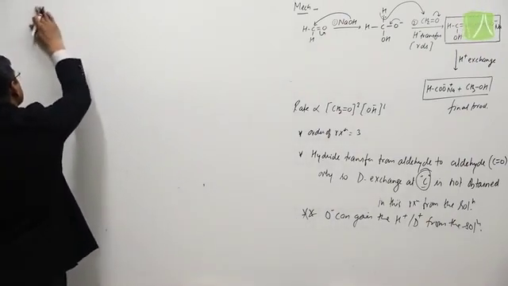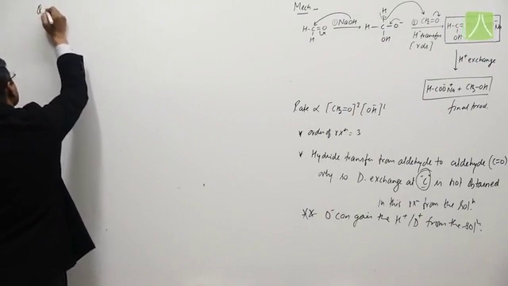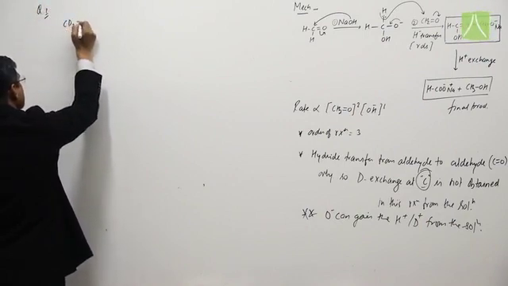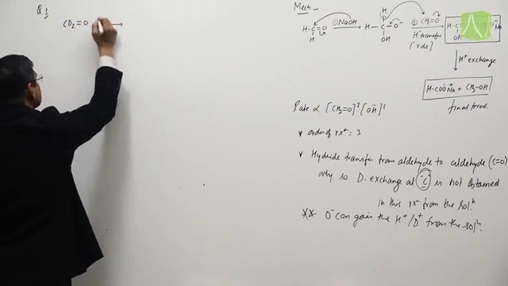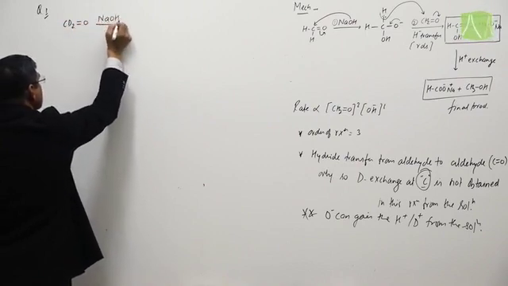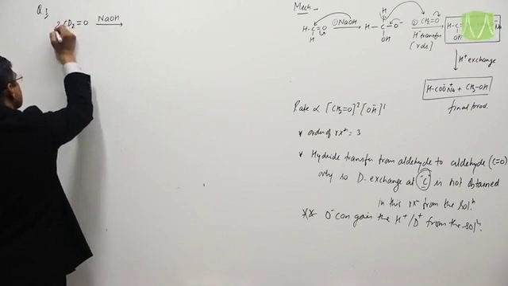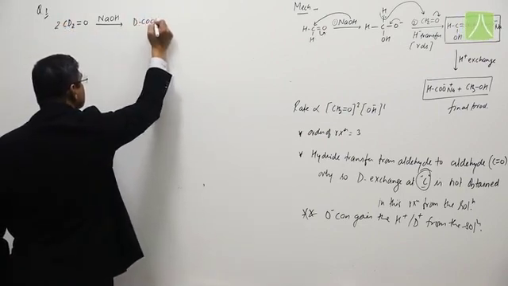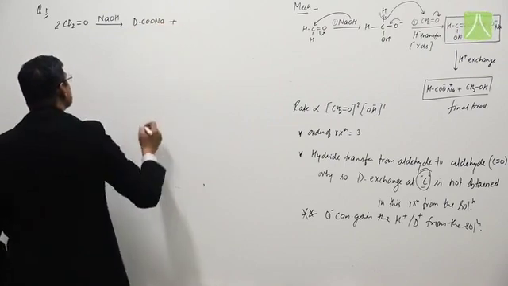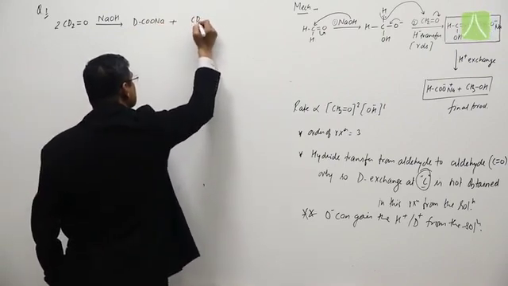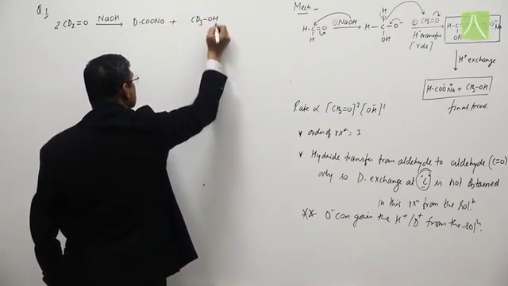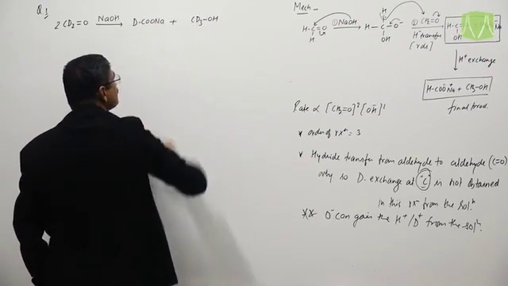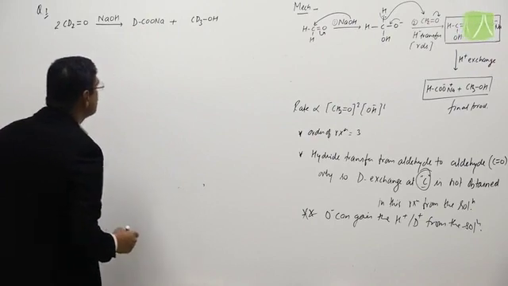Now write some products. Suppose question number 1. I take CD2=O with NaOH. So 2 moles are taken. 1 mole is converted into acid salt, the other mole is converted into alcohol. So D from one carbon is transferred to the other carbon atom.